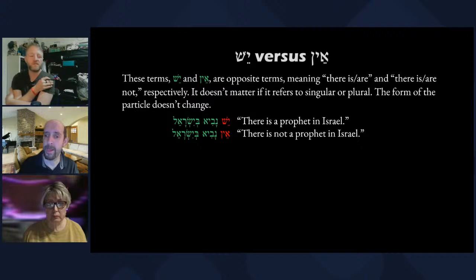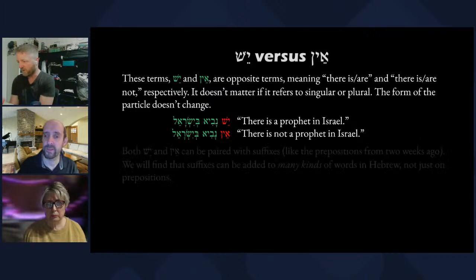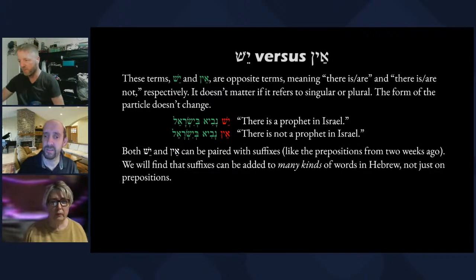Okay, so here we go. Yesh can mean there exists, as in Yesh Navi b'Yisrael. There is a prophet in Israel. Or as in today, there are a lot of people who think they are, but en Navi b'Yisrael, there is no prophet in Israel. There is not a prophet in Israel. Right? En Navi b'Yisrael, even though people think they are prophets and they need to be medicated.